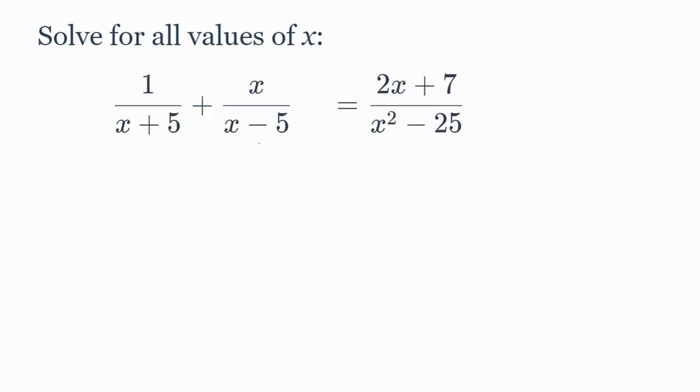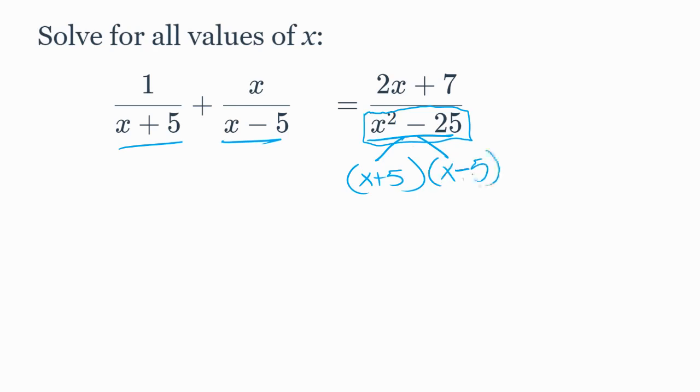All right, this time we see that we have an x plus 5, an x minus 5, and then an x squared minus 25. So hopefully we're familiar enough with the difference of squares to recognize that x squared minus 25 is actually x plus 5 times x minus 5. So basically, this right fraction has one of each of the products, and each of these on the left-hand side of the equal sign are missing one of the products.